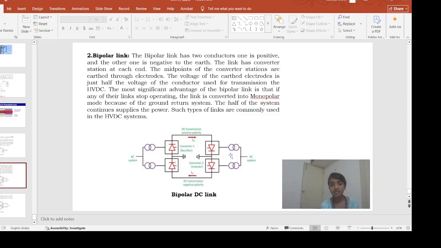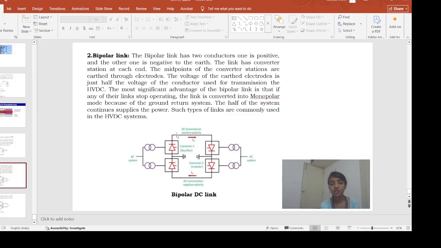As you can see here, we are using two transmission lines. One is a positive polarity conductor, and the other is a negative polarity conductor. The first conductor is used for the transmission of the DC voltage, which is given to the inverter, and the second transmission line works as the return path. You can see that at the center of both converter stations we have the earthing.